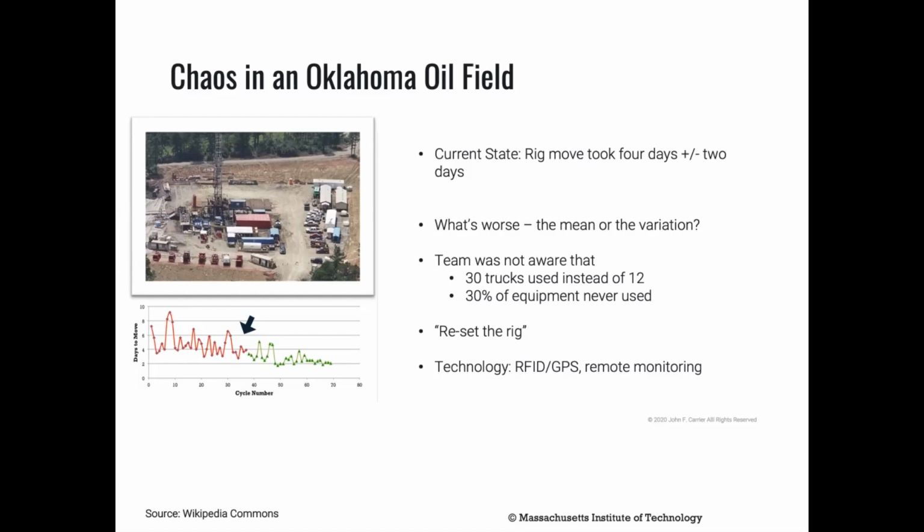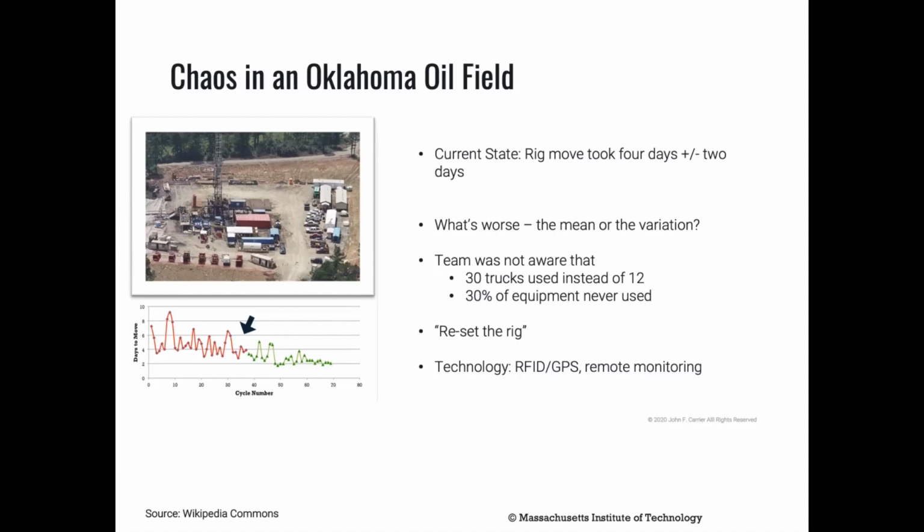And a subsequent experiment showed that only about 70% of the equipment they were actually carrying around was being used. So at least 10 of these 30 trucks were not only creating waste, but creating extra chaos on the Oklahoma oil field. So by implementing technology that ranged from visual still cameras of the site and real-time video, but also remote monitoring and location of tools, we were able to reduce that chaos from 4 days plus or minus 2 days to 2 days plus or minus less than half a day.